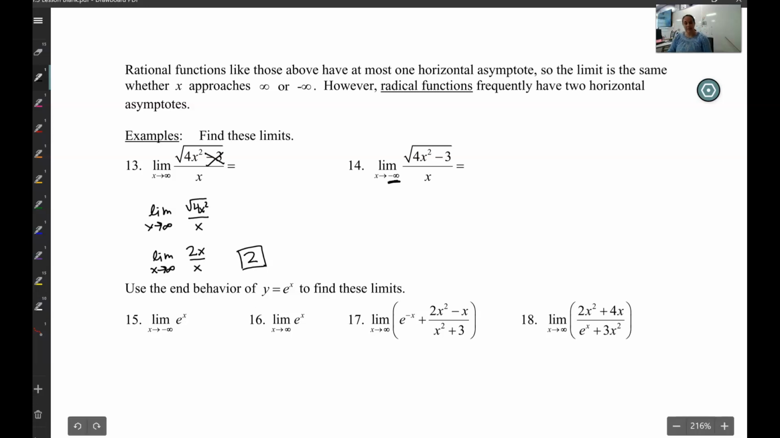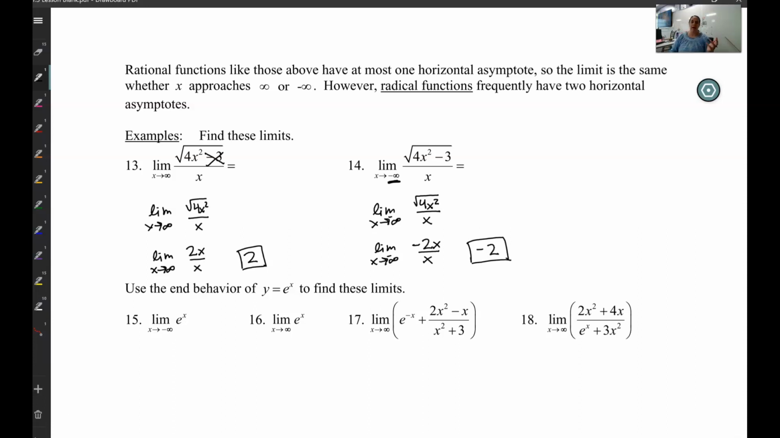Now let's look at negative infinity, because as we all know, if I am looking at the square root of 4x squared, the answer to that is not just positive 2x, because roots, sorry, that should be negative infinity, have a plus or minus. So we also have a negative 2x. So that is a negative 2. So whenever you have this root, remember we have the plus or minus, which means your positive infinity and your negative infinity are going to have different answers.